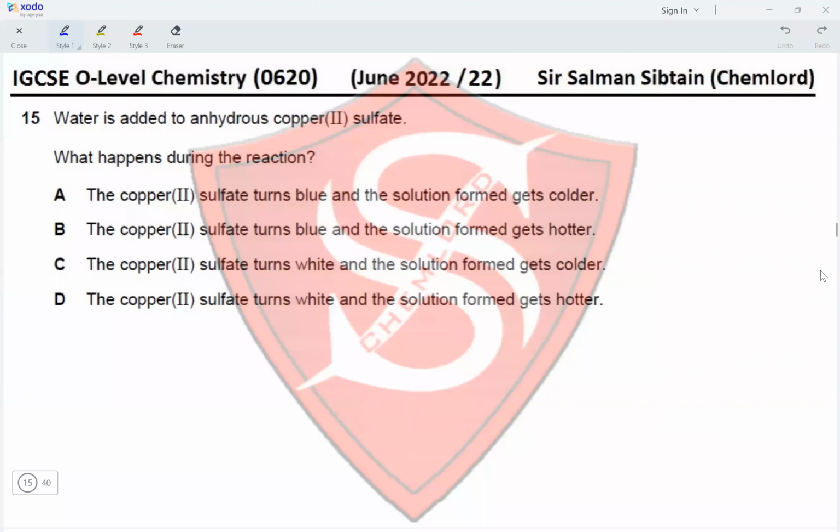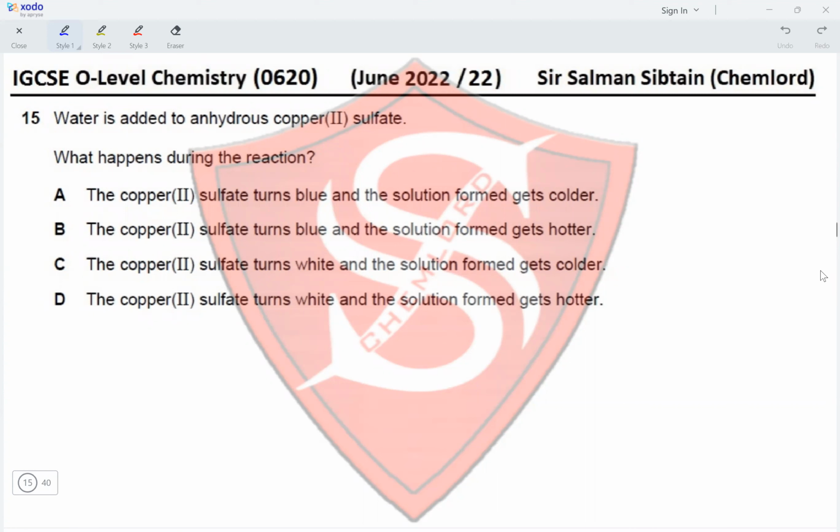Question 15. Water is added to anhydrous copper 2 sulfate. What happens during the reaction? The copper 2 sulfate turns blue and the solution formed gets colder. So water and anhydrous copper 2 sulfate is white in color. So on addition of water, it will turn blue and water will become part of the lattice structure.